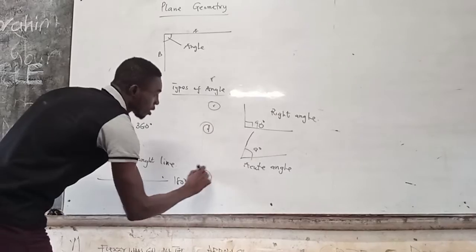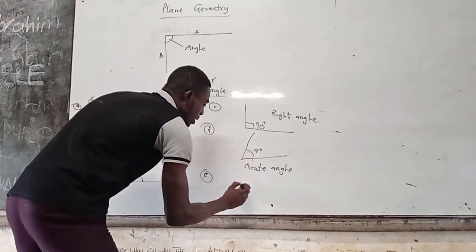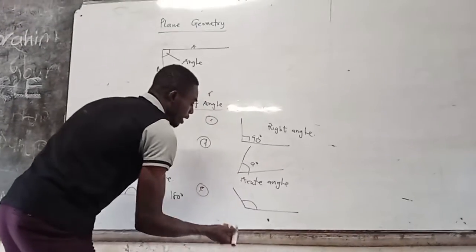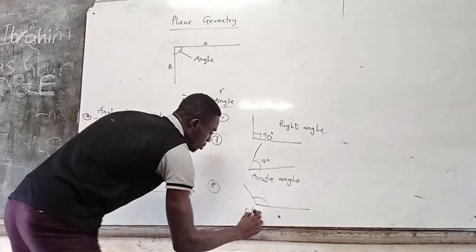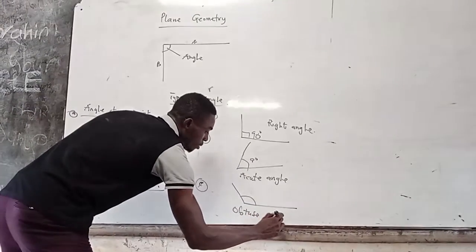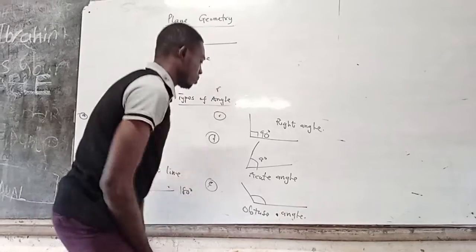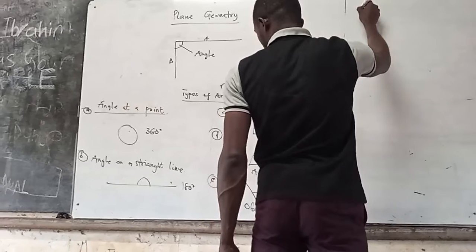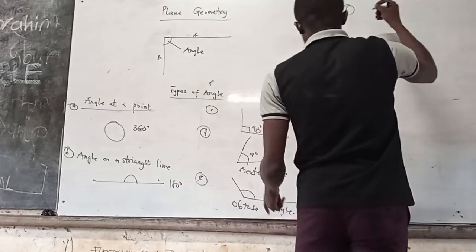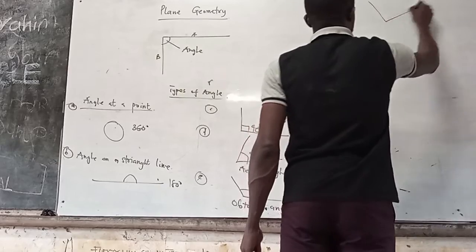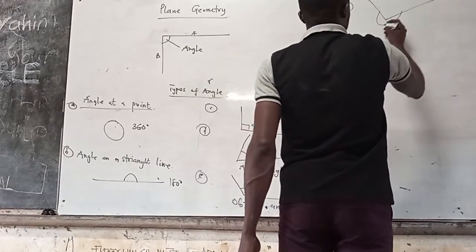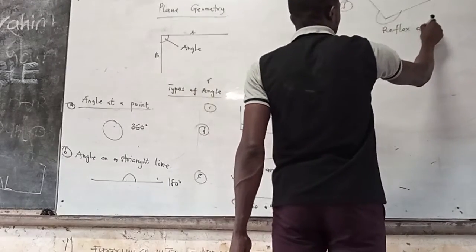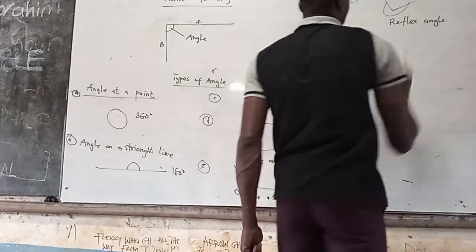When it is greater than 90 but less than 180, it is called obtuse. So this is an obtuse angle. And we have another one. So once we have obtuse, let's go by this. The angle that is formed here is called a reflex angle.